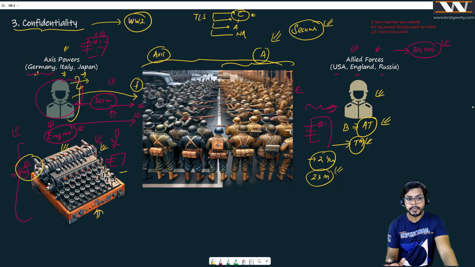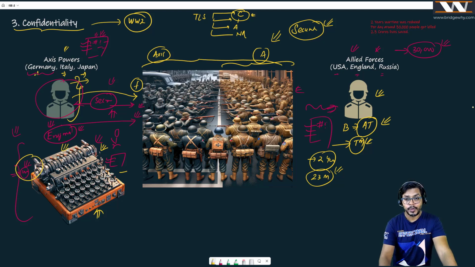It has major impact in history, because the Second World War was won by the Allied forces, and one of the major reasons of winning was the breaching of these security messages. Right? Interesting. Germany was so sure about the confidentiality of its messages, and somebody broke that confidentiality.